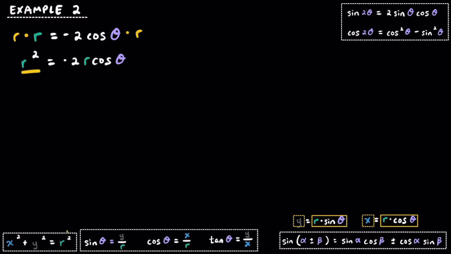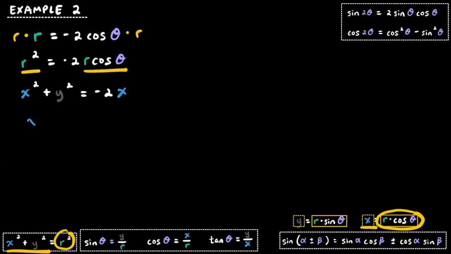Remember, r squared is equal to x squared plus y squared, and r cosine of theta is just equal to x. Making these substitutions in, we can then write on the left side that we have x squared plus y squared, and then on the right side, we're going to have negative 2 times x.